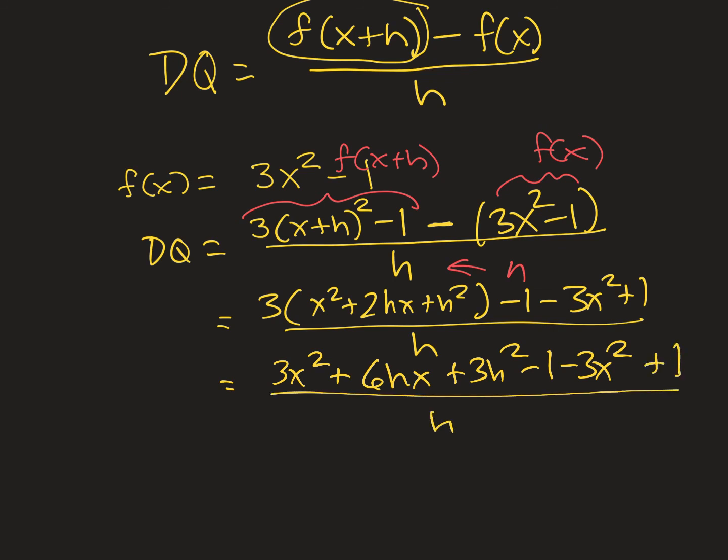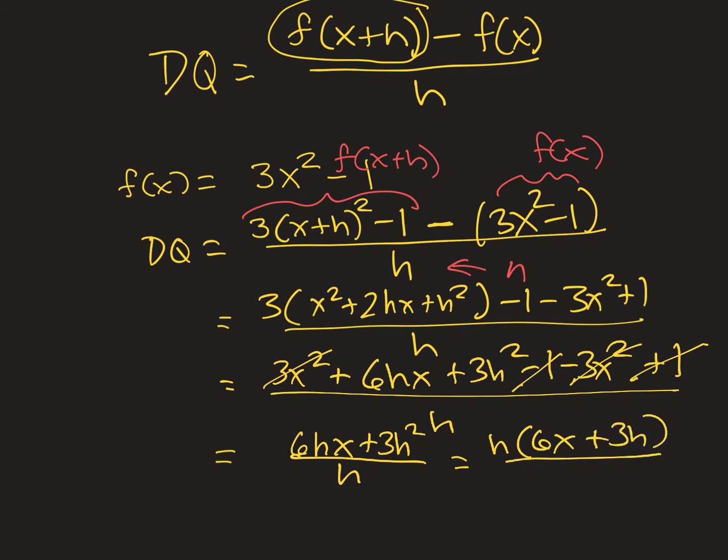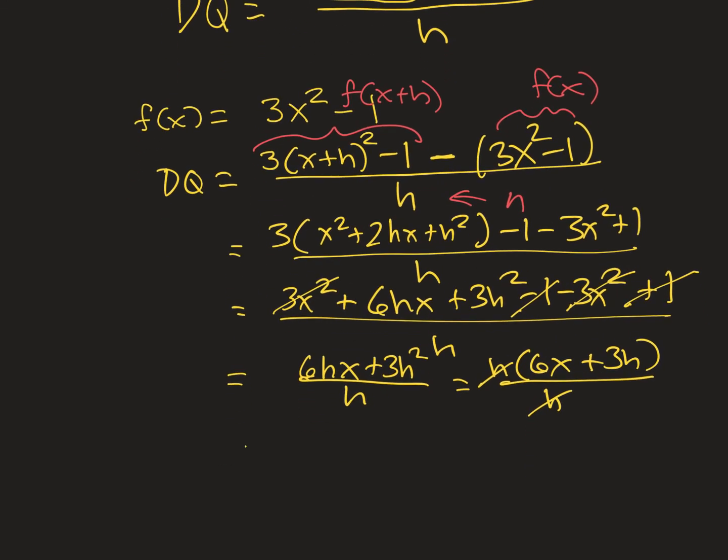Let's see what goes away. So the 3x squareds, then the negative 1 and the plus 1. So I'm left with 6hx plus 3h squared over h. So if I factor out an h from the numerator, that can cancel with the h from the denominator. So my final, simplified difference quotient will be 6x plus 3h.